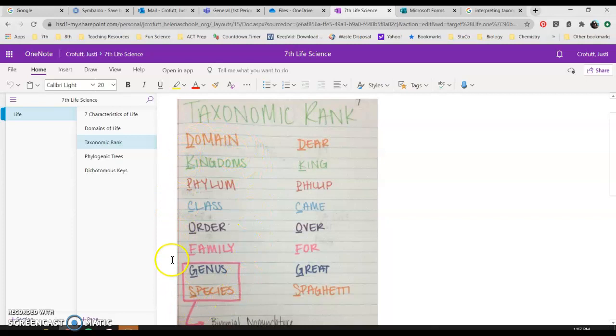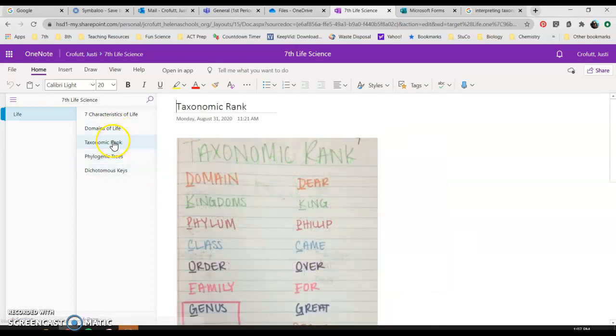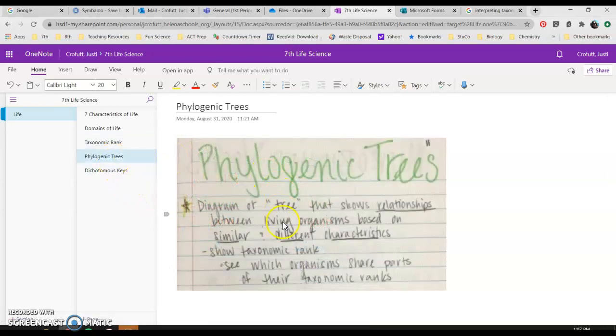So it's our way of taking an organism and classifying it based on different characteristics. And then we can use these to see how closely related they are. Okay? So we can see which organisms share parts of their taxonomic rank. If we have two organisms that share the same domain and the same kingdom, are they more closely related than two organisms that share the same domain, kingdom, and phylum? The one that shares more parts of their taxonomic rank is going to be more closely related.